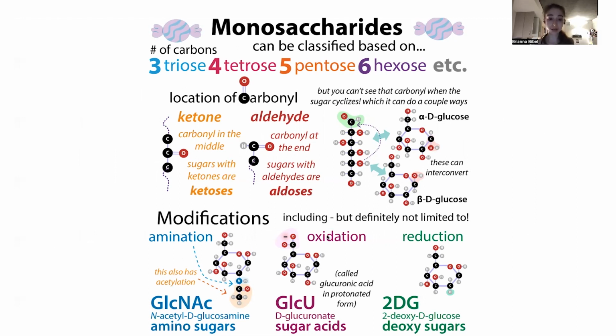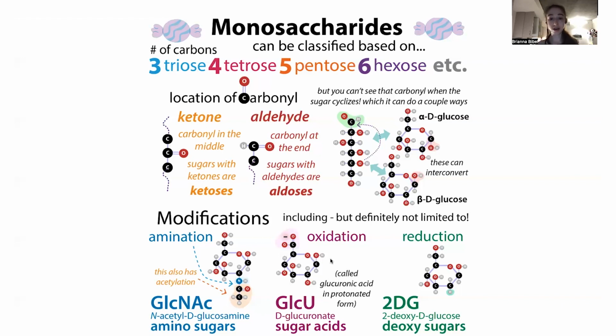Okay, so there are modifications, as I said. That OH group, that hydroxyl group, might seem really boring, but it can do all sorts of really cool things. It can get aminated and acylated. When you have that, you get GlcNAc, which is N-acetyl D-glucosamine. It's got this amine, this nitrogen group, and it's got this acetylation. This makes it an amino sugar, and we're going to see these come into play with some of the conjugates that we talk about.